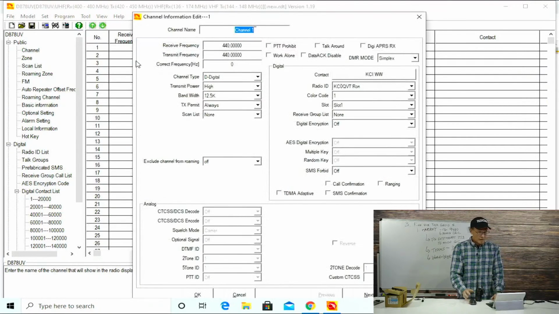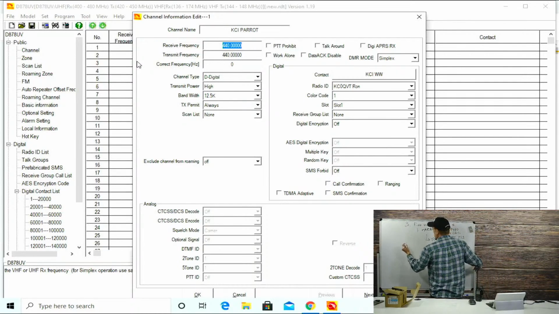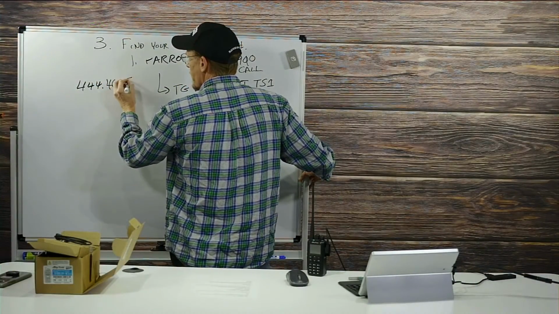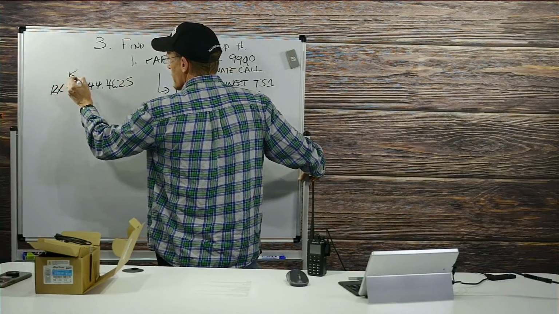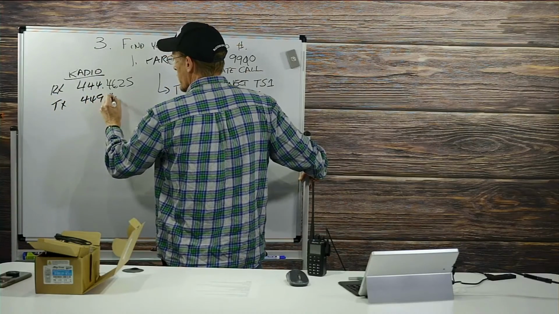I'm going to create my first channel. You have the opportunity to put what's called an alpha tag. The first one I want to do is the KCI parrot, so I'm going to put KCI parrot. I know the receive frequency, if we remember over here, I'm going to write it here. It's going to be 444.4625. This is the rate from the radio going into the repeater. And the transmit is 449.4625.